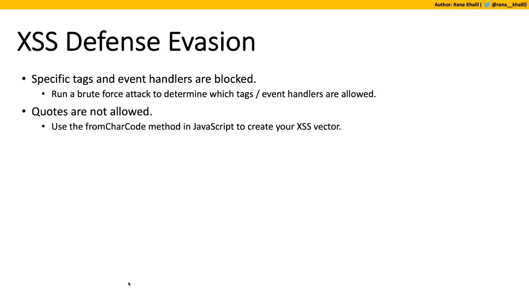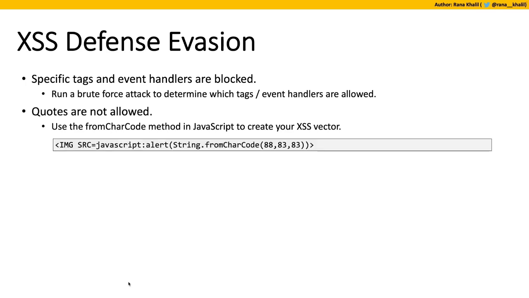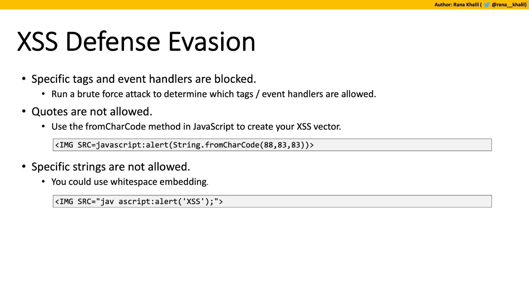Another defense mechanism could be, let's say, no quotes of any kind are allowed in the input vector. In that case, you could use the fromCharCode function to return a string that is created from a sequence of UTF-16 code units. Over here, you could see that I'm just saying the word XSS, but in a real payload, it would be much bigger than that. But this allows you to bypass the fact that you need to use single quotes or double quotes. Another filter could be specific strings are not allowed. This can sometimes be bypassed by adding white spaces to break up keywords.